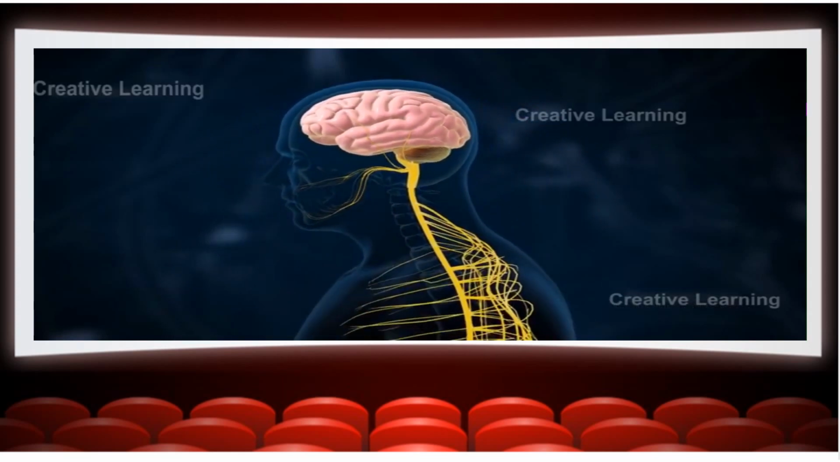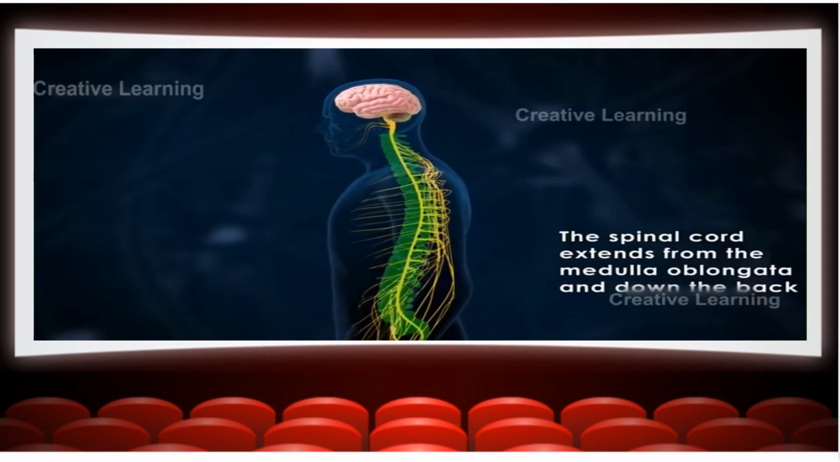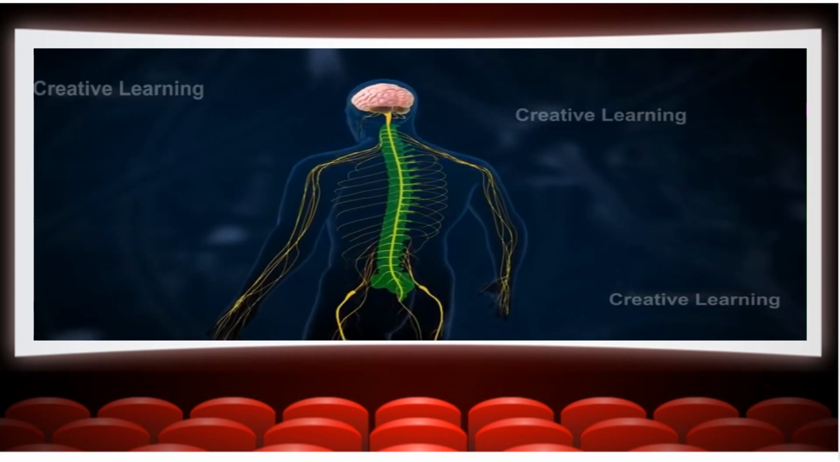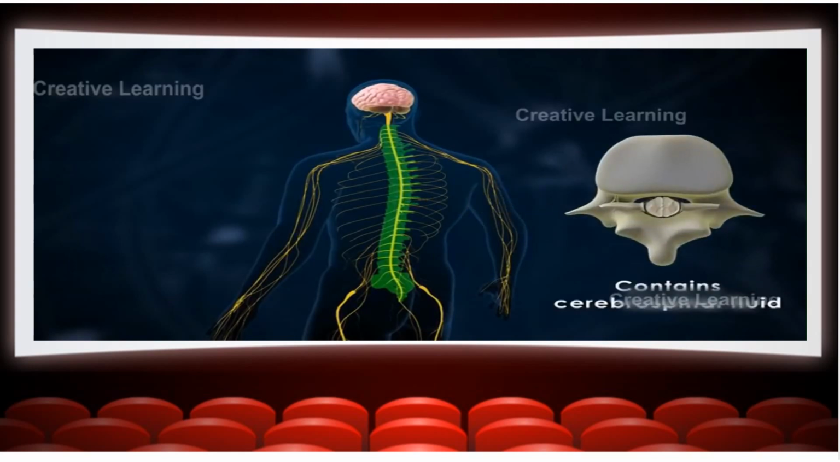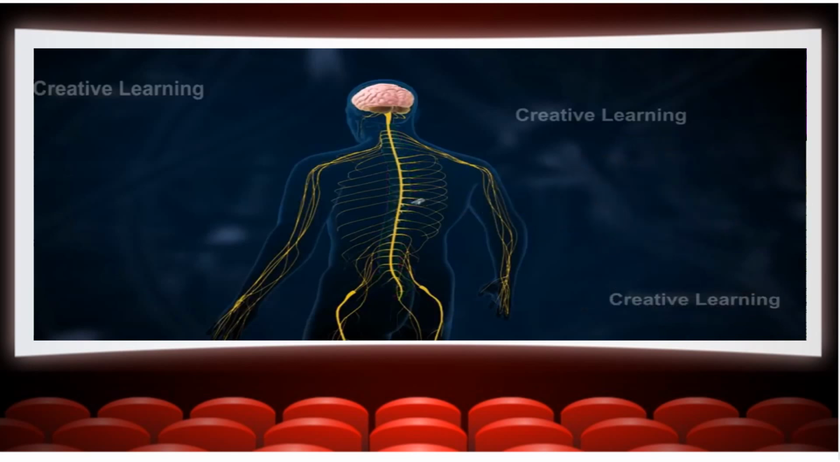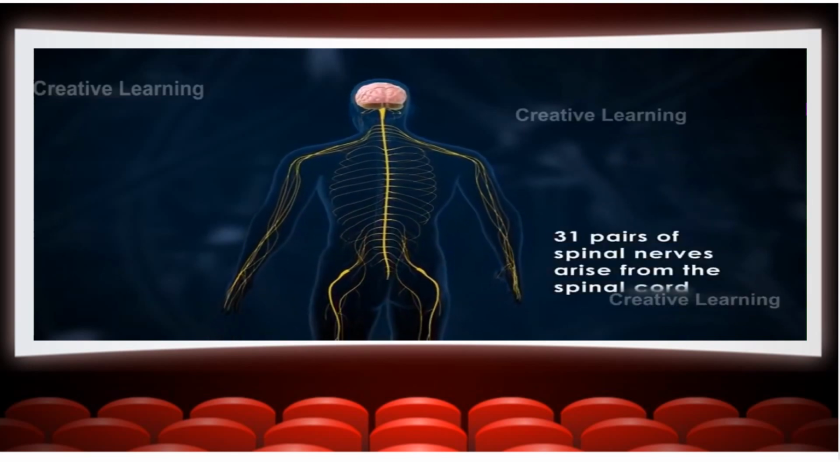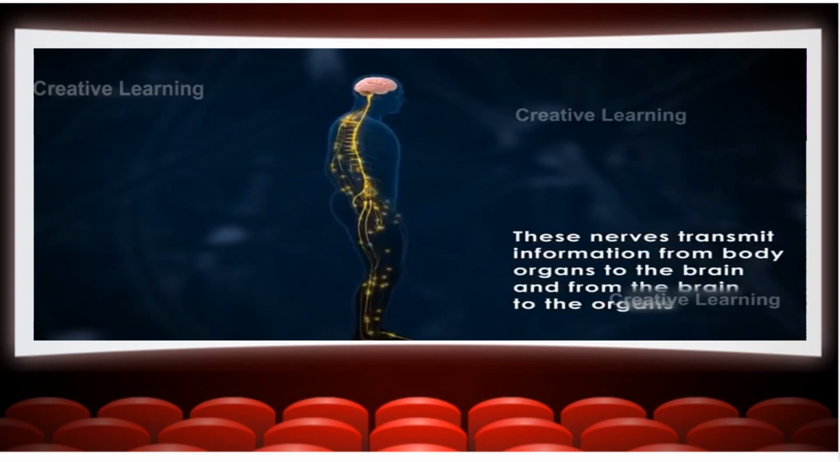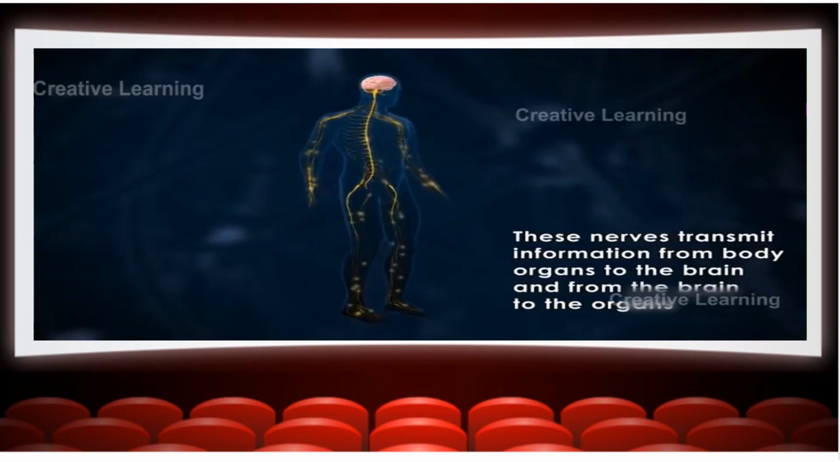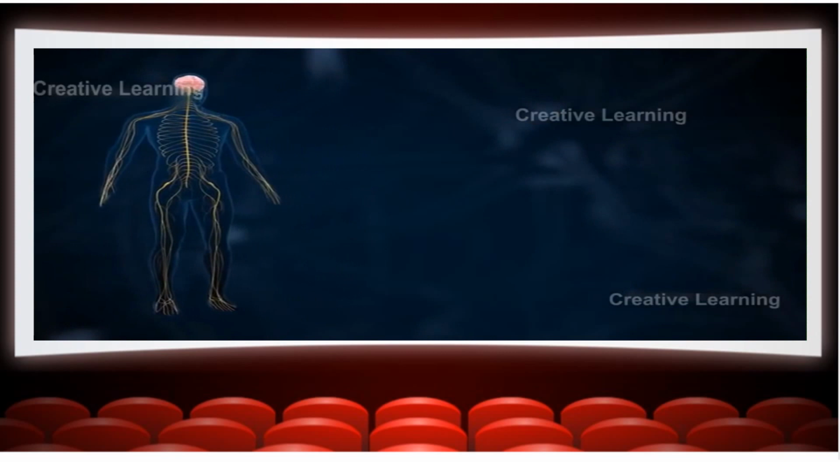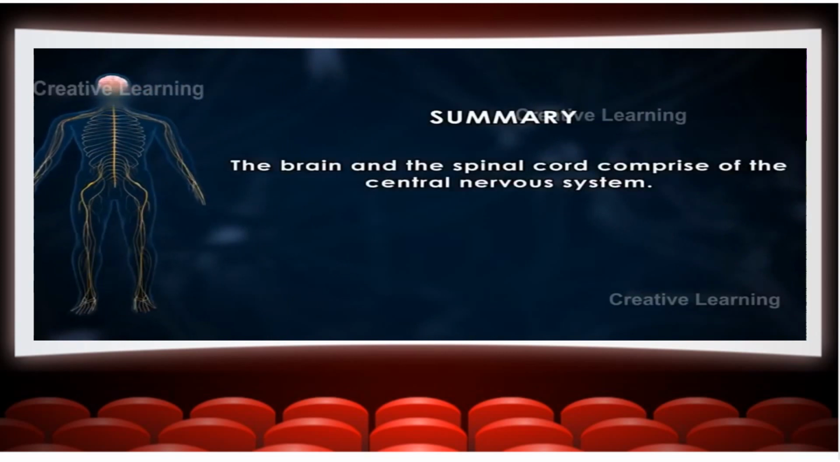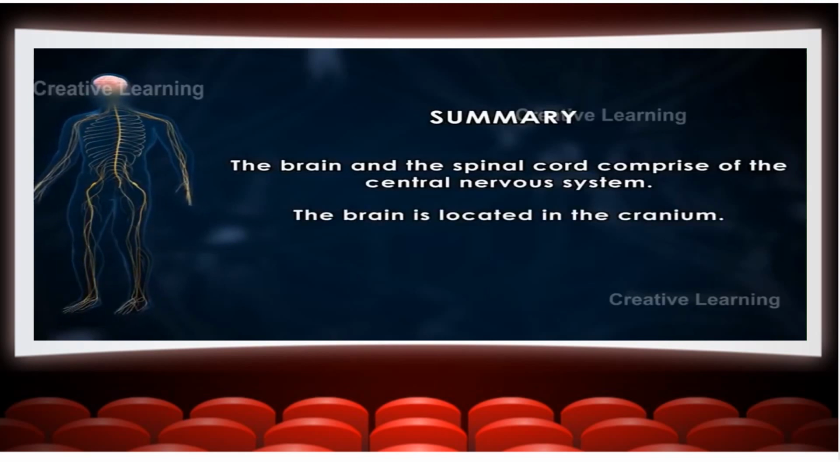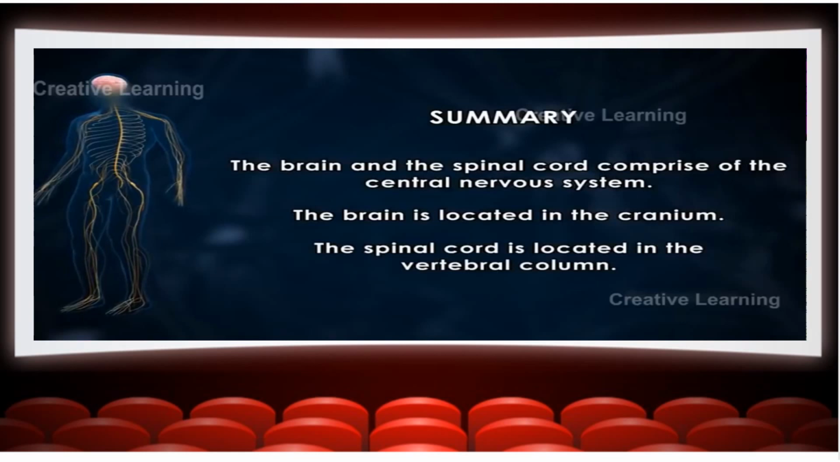The spinal cord. The spinal cord extends from the medulla oblongata and down the back. It is protected by the vertebral column. The spinal cord is a hollow tube containing cerebrospinal fluid. 31 pairs of spinal nerves arise from the spinal cord. These nerves transmit information from body organs to the brain and from the brain to the organs. Summary. The brain and the spinal cord comprise the central nervous system. The brain is located in the cranium. The spinal cord is located in the vertebral column.